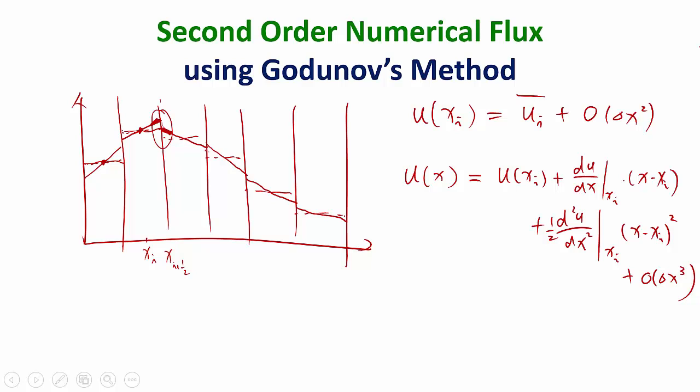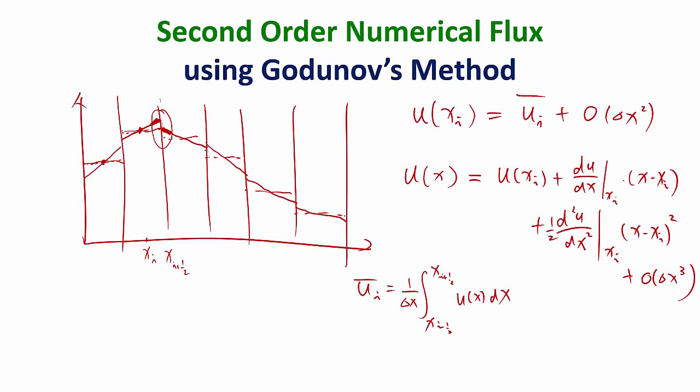All right? Okay, so now let's look at what the volume average is. The volume average is 1 over delta x of the integral from xi minus half to xi plus half of u of x dx. Now if we integrate this value, the first term is constant. It doesn't depend on x, right?